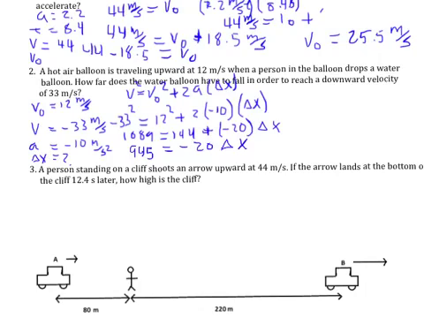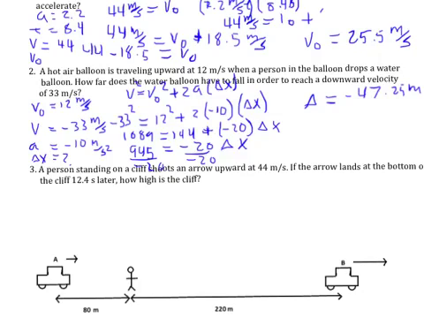So therefore, I have to then divide both sides by negative 20, and that means my delta x is going to equal negative 47.25 meters. In other words, it is going to displace 47.25 meters in a negative direction, which makes sense. Let's try our next one.